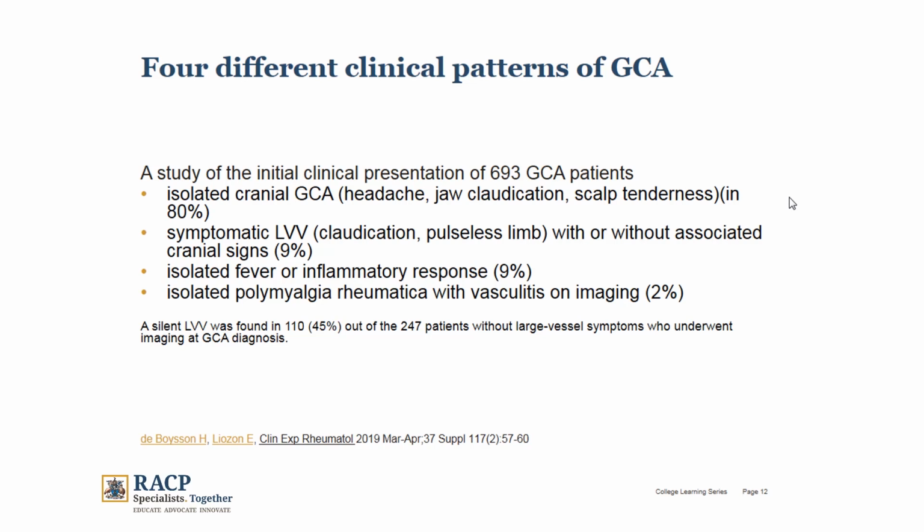There can be symptomatic large vessel vasculitis in about 9 or 10% of patients with claudication and pulseless limb, and these patients may or may not have cranial signs. Another 9% of patients may present as having isolated fever or just the inflammatory response, and another 2% of patients can have polymyalgia rheumatica with presence of vasculitis on imaging.